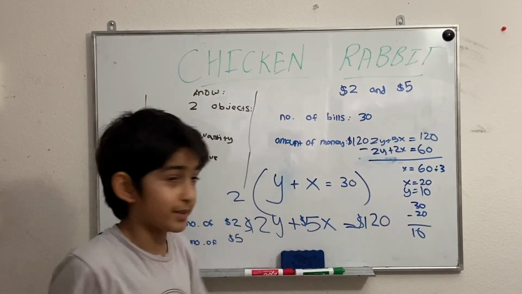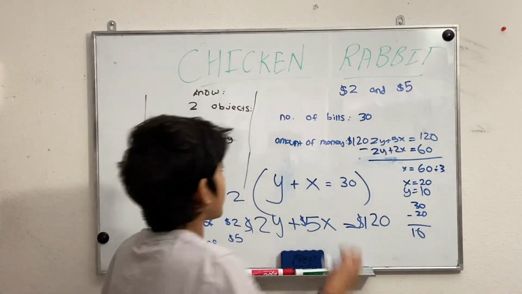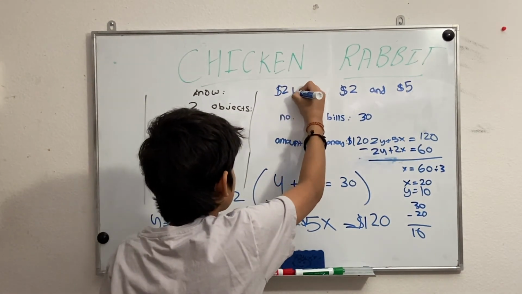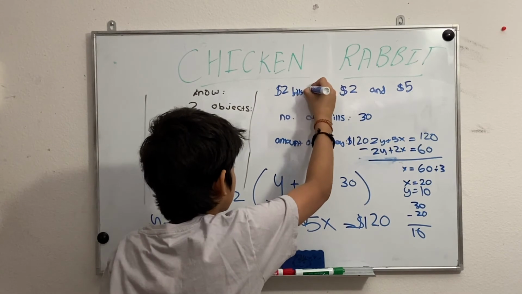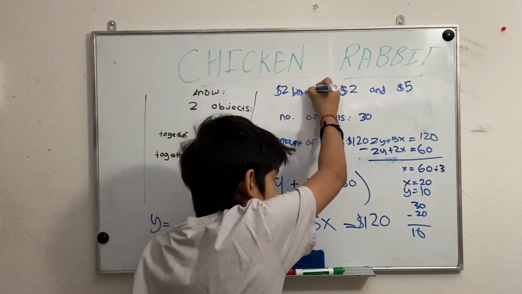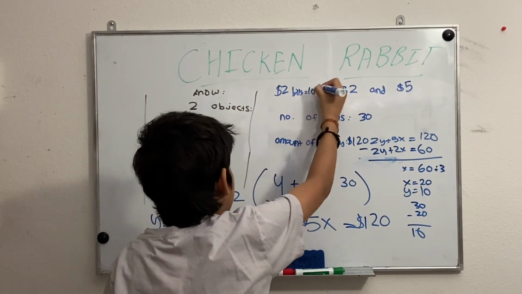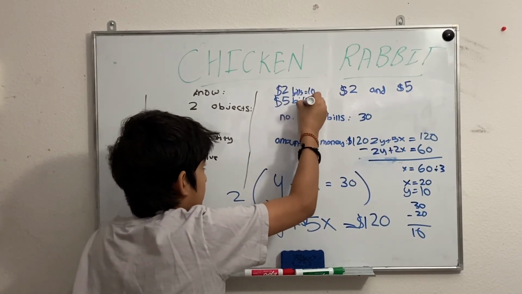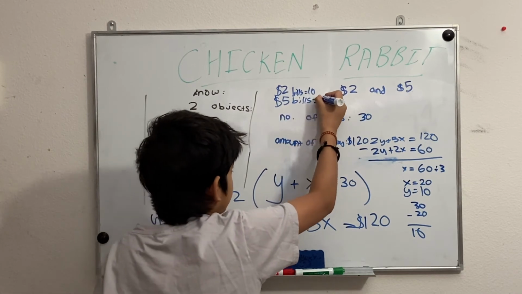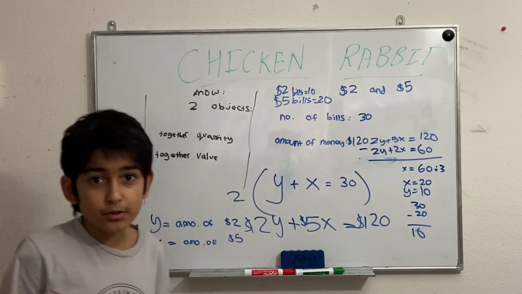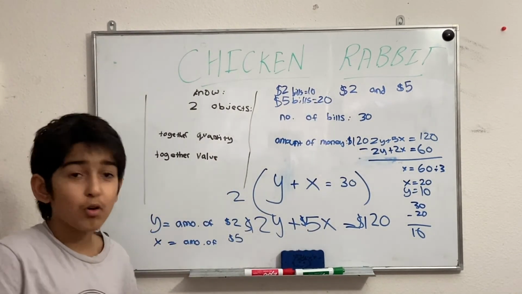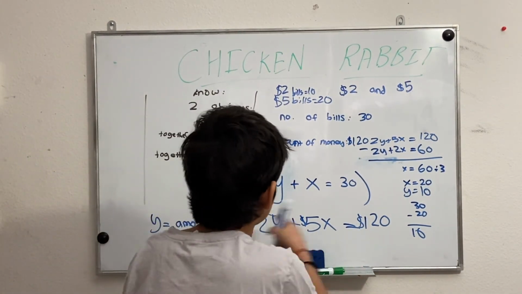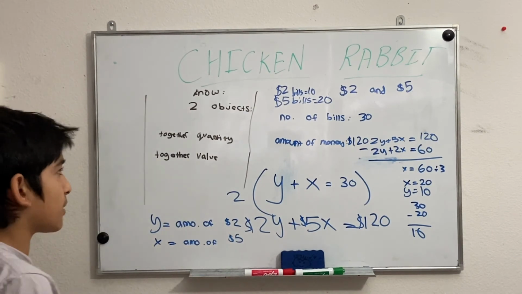But we can't just write it like this. We have to replace the values. So we have to write number of $2 bills is equal to 10, and $5 bills is equal to 20. Like I said, you can use any of these algebraic ways or the assumption way. But right now, I like to use the assumption way instead of the algebraic way, but it's up to you.